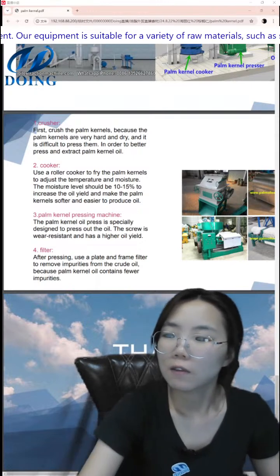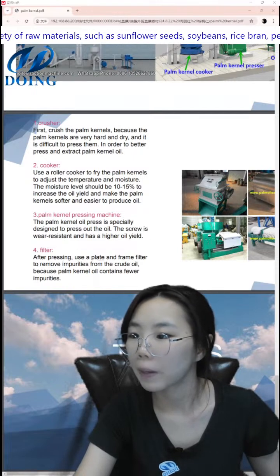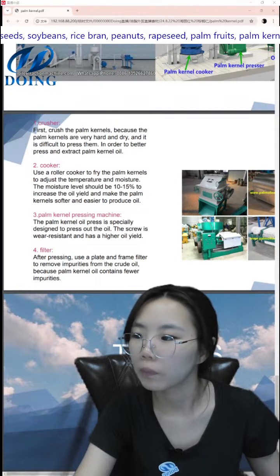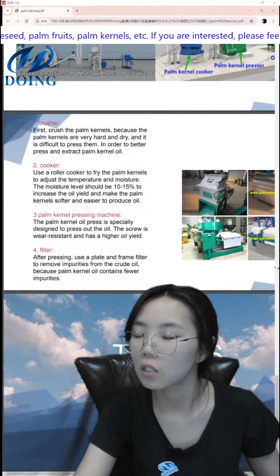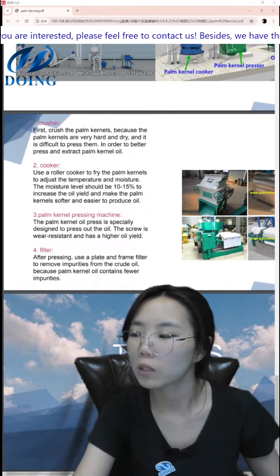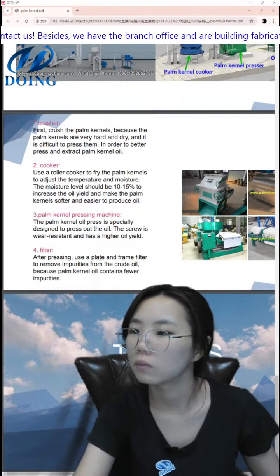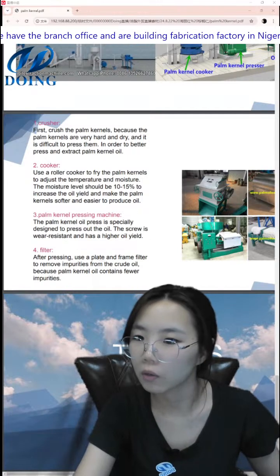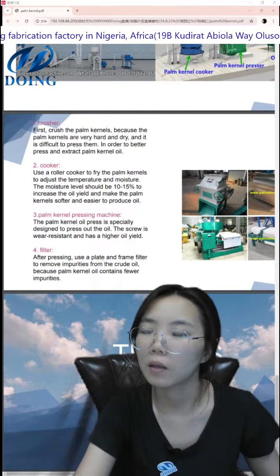The fourth machine is a filter. After pressing, use a plate and frame filter to remove the impurities from the cooking oil. Because the palm kernel oil contains a few impurities, we can use this filter to remove the impurities in the palm kernel oil. We can see this photo is the palm kernel oil filter.